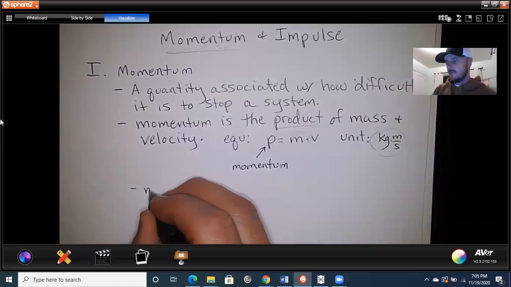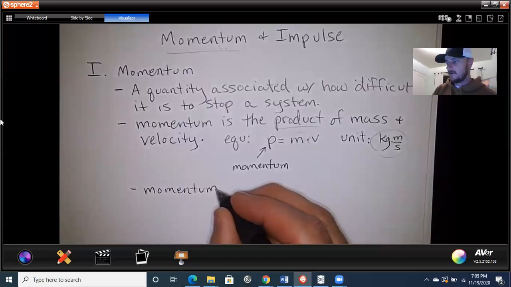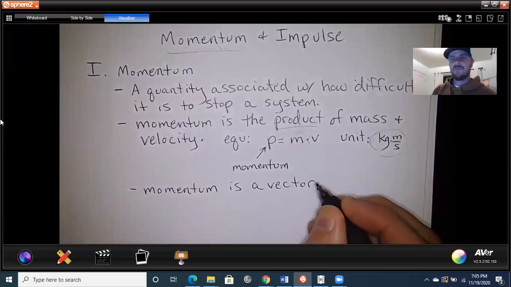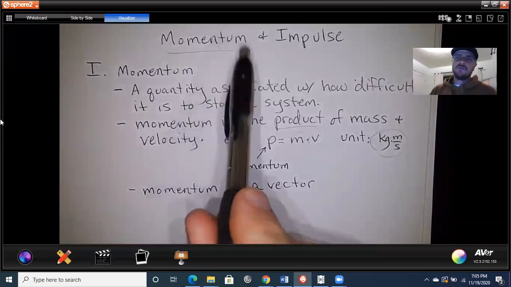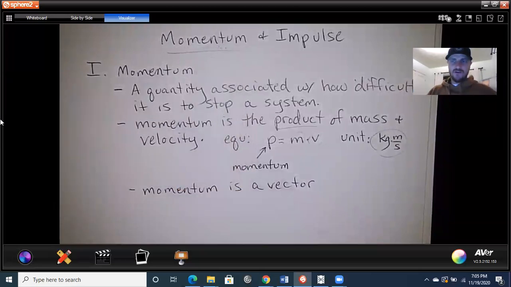Last thing to say here, momentum is a vector, meaning it has a magnitude and a direction. The good news for you guys, we've been doing vector addition. We've been looking at angled forces that we have to break into components, angled velocities that we have to break into components. With this unit of momentum in CP physics, we only do one dimension. We do not do two dimensions, so there's not going to be any angled momentum problems. Although, if you went on in physics, you would definitely do angled momentum problems.